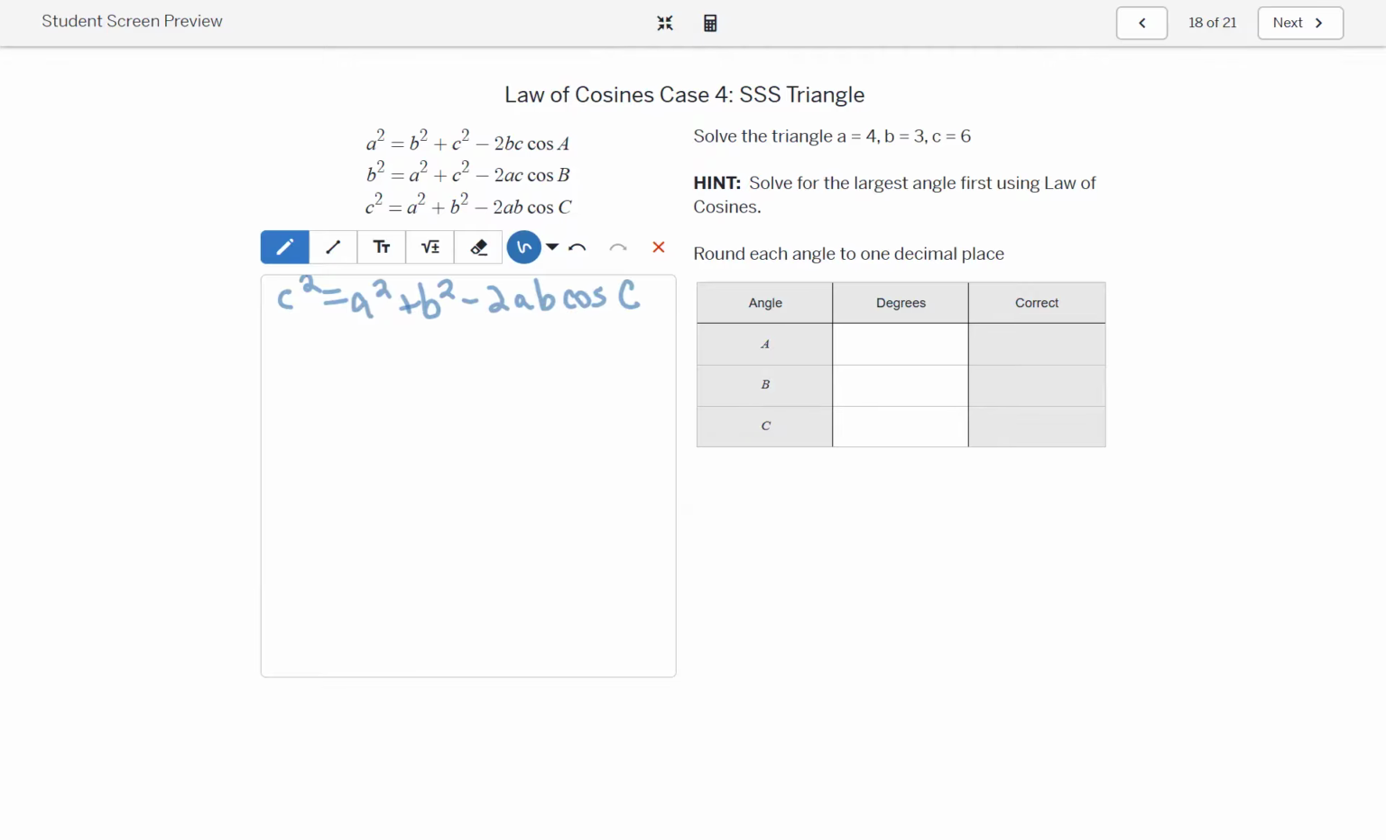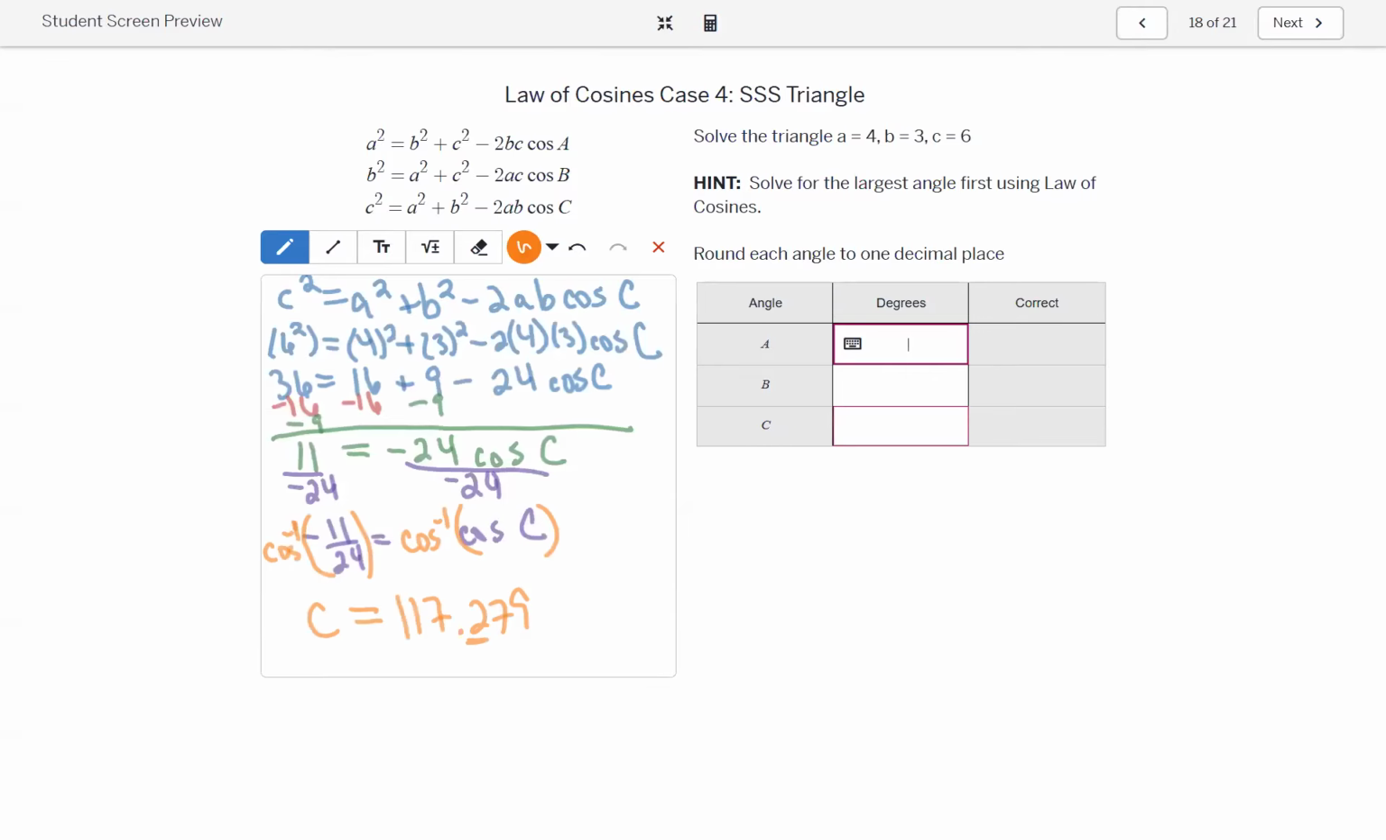All right, everybody had a chance to get to angle C? So I plugged in the numbers. I ended up with 36 equals 16 plus 9 minus 24 cosine C. So I minus the 16 and minus the 9 over. You could add the 16 and 9 first to get 25, and then minus the 25 over. You'll get the same result of 11.